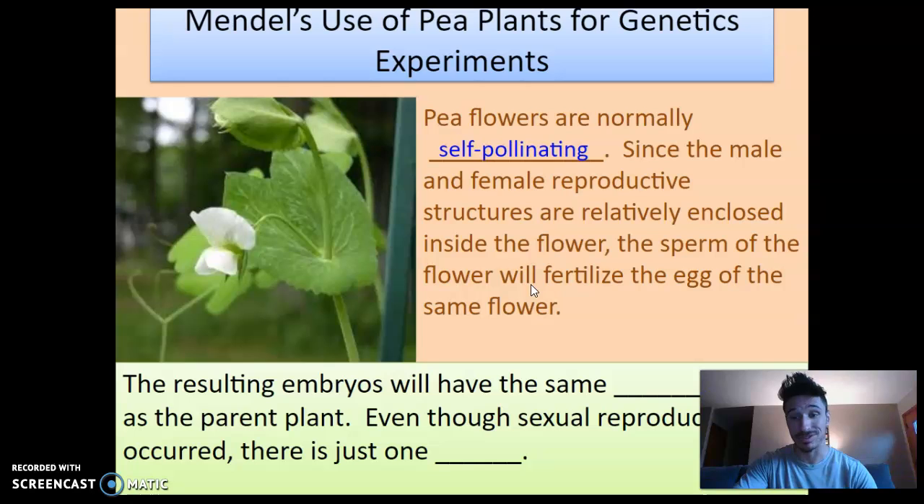Now, the resulting embryos of self-pollination are going to have the same characteristics, right? Just like when an organism asexually reproduces. Although there's only one parent in asexual reproduction, it produces an offspring with all the same characteristics. However, in this case, this is sexual reproduction. Even though there's still only one parent, we still have sperm meeting egg, which is the definitive characteristic of sexual reproduction. But there, again, is still just one parent when it comes to self-pollination.